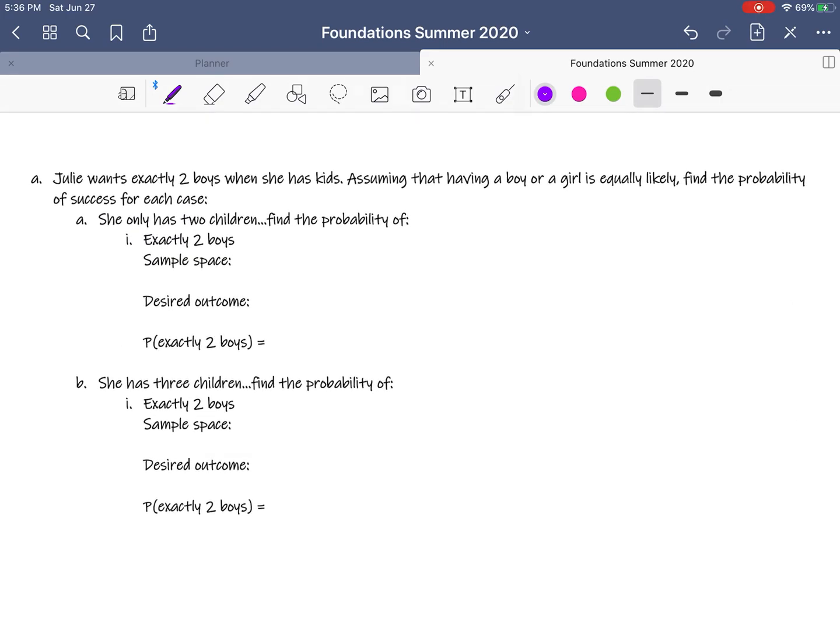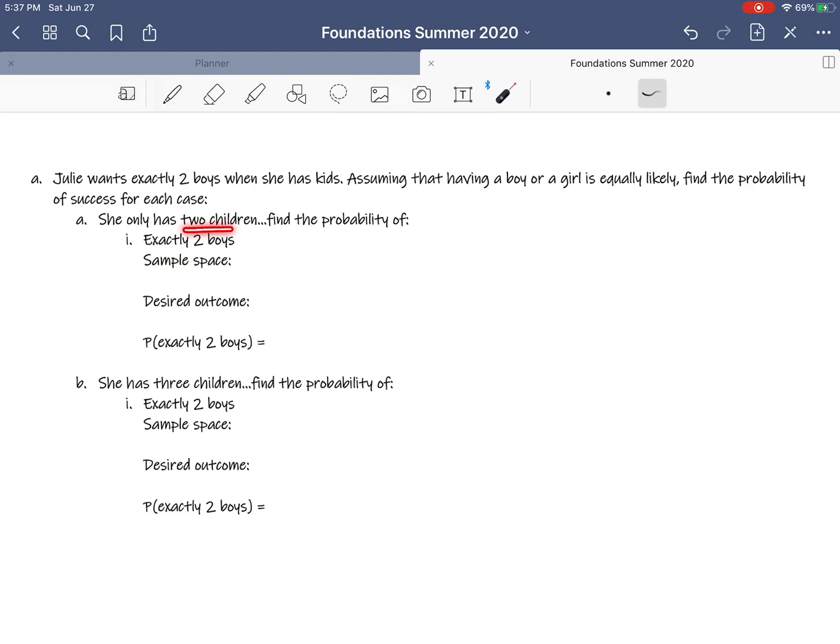Julie wants exactly 2 boys when she has kids. Assuming that having a boy or a girl is equally likely, find the probability of success for each case. In this first part, she only has 2 children. So after 2 children, she's done. We're finding the probability of exactly 2 boys.